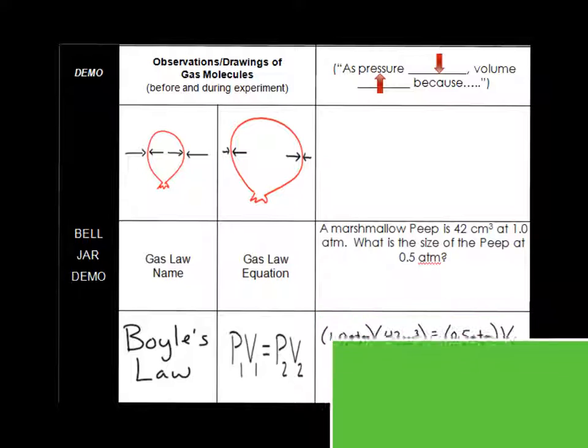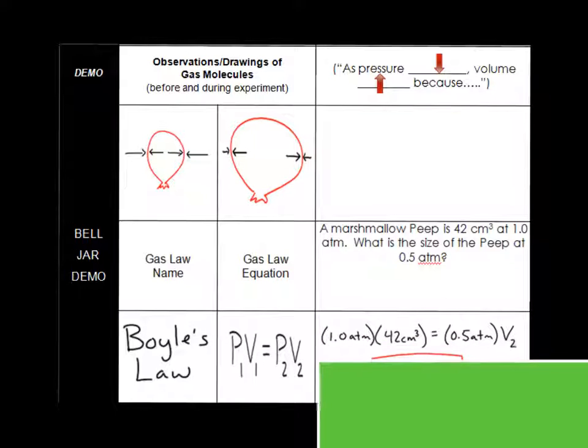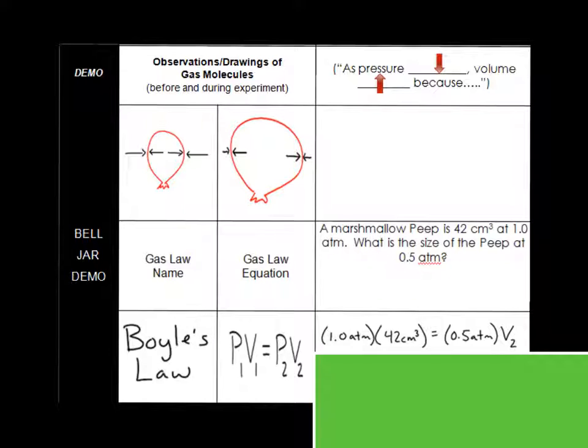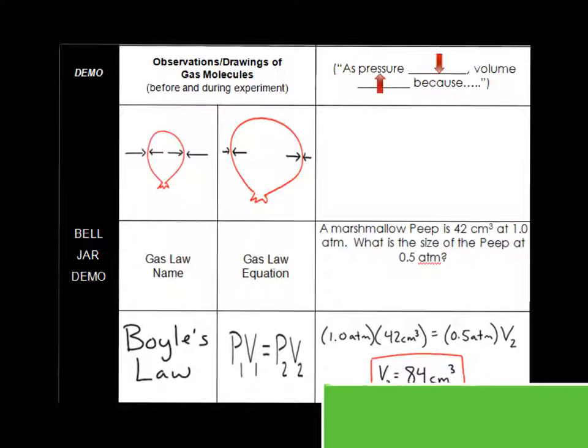Okay, so how we set up this problem is we would have the 1 atmosphere times the 42 centimeters cubed equals the 0.5 atmospheres times V2. So we'd multiply 1.0 atmospheres times 42 and divide by 0.5, telling us our V2 is 84 centimeters cubed.